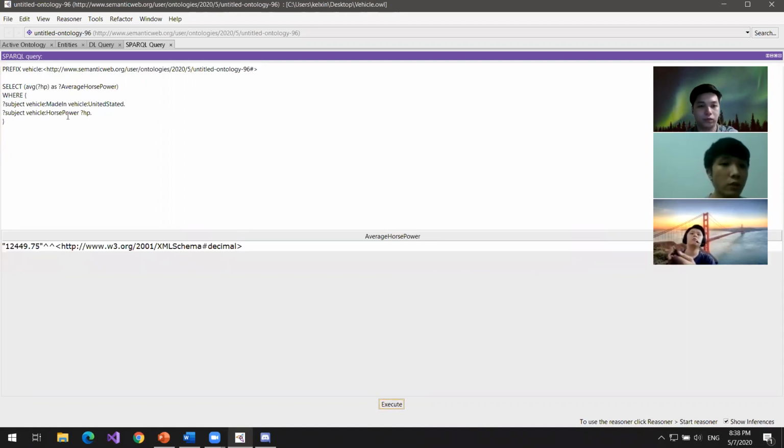So for this query, we are calculating the average horsepower of the vehicles that are made in United States. And this is the result.